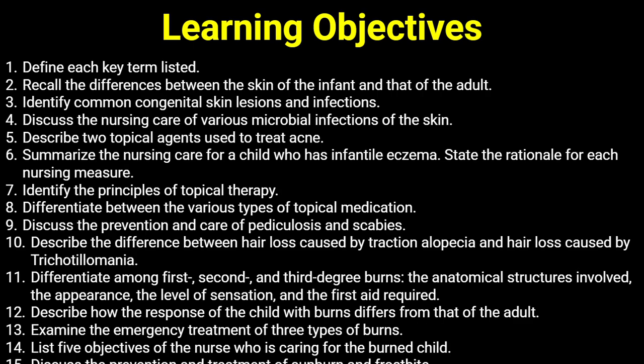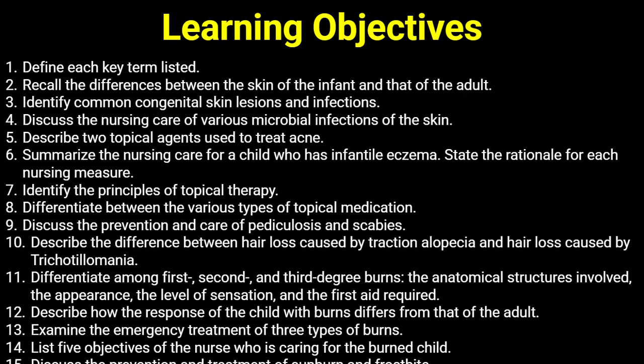This chapter focuses on the assessment, recognition, and nursing management of common pediatric skin conditions. As nurses, you'll need to distinguish between conditions that are normal and self-limiting, those that require treatment, and those that require prompt intervention to prevent complications or transmission to others. By the end of this chapter, you should be able to recognize the differences between infant and adult skin, identify common congenital skin lesions and infections, and understand the nursing care for bacterial, viral, fungal, parasitic, inflammatory, and allergic skin disorders. We'll also discuss common conditions such as acne, eczema, pediculosis, scabies, and different causes of hair loss.